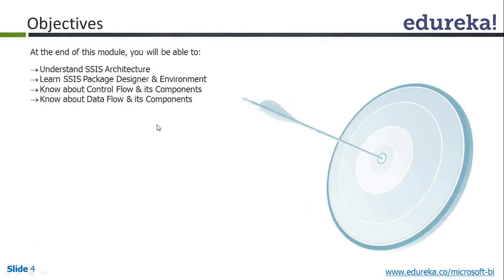So these are the objectives. Always we should set the objectives first. As I told you, in this class we will understand deeply about the SSIS architecture, and we will learn about the SSIS package designer environment, and we will know about the data flow components and control flow components. As I told you earlier, there are two important things in SSIS. One is control flow and the second one is data flow.